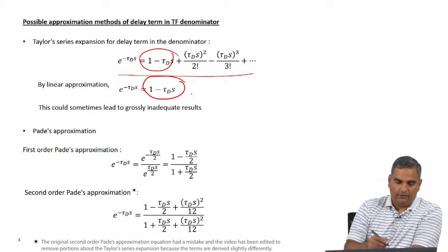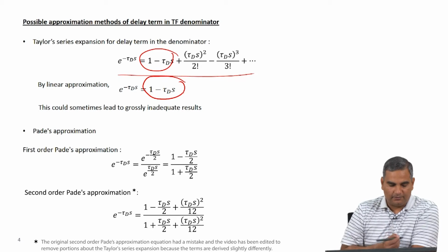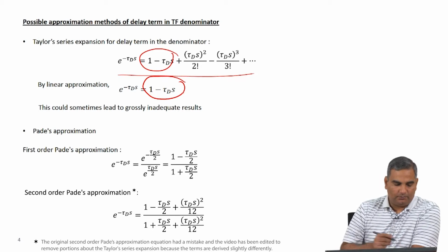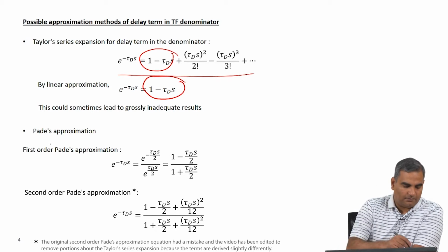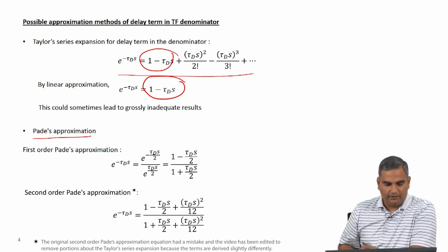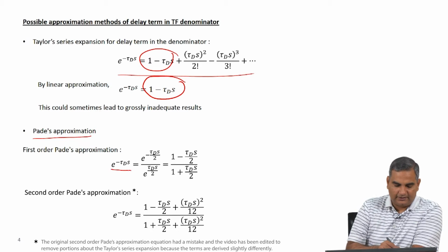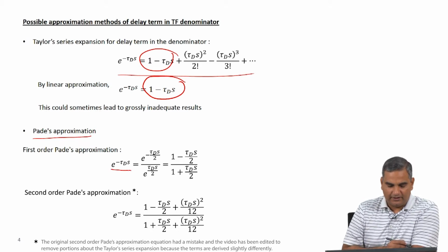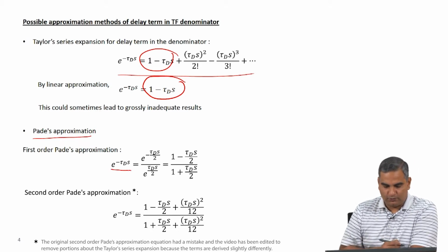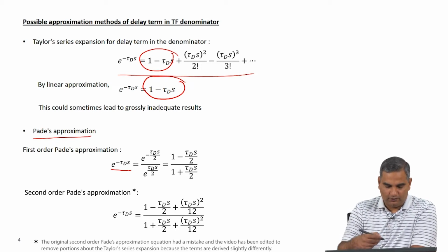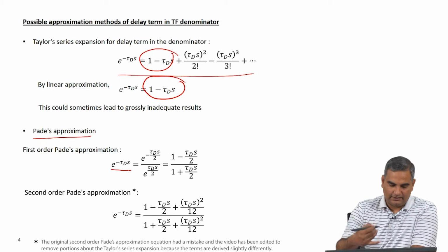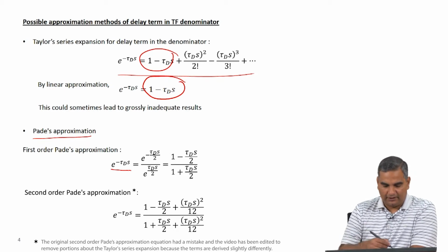Okay. So, if this is grossly inadequate, is there something better that I can do? So, a better approximation for this is what is called Pade approximation, which basically what it does is it takes e power minus tau ds and then it kind of splits it into 2, right. And the reason why you want to do it is that you are kind of balancing the poles and zeros that you get in this expansion.